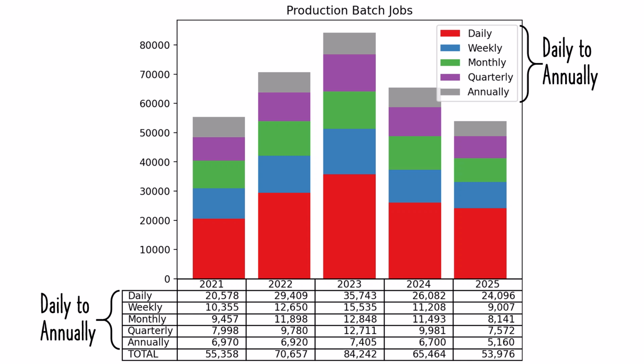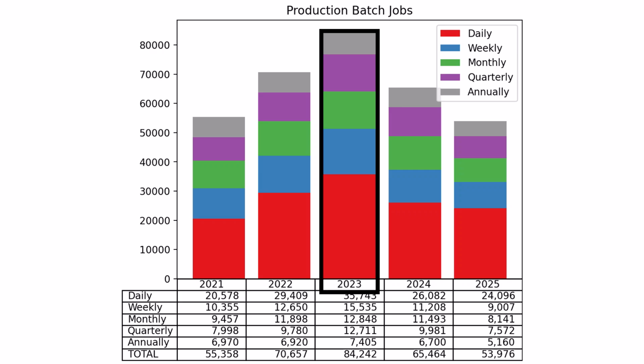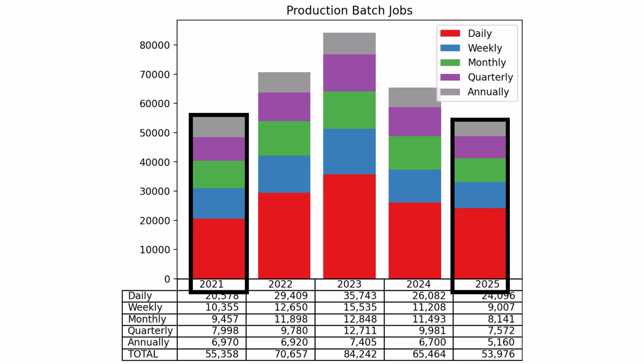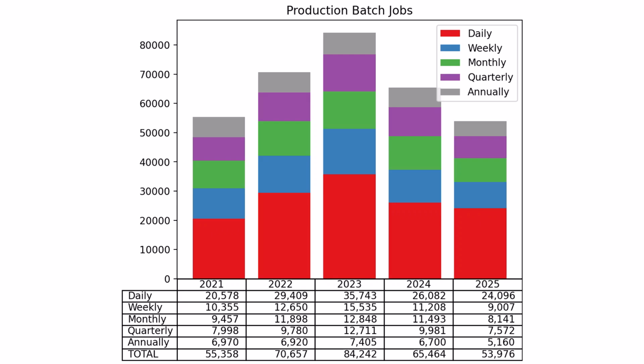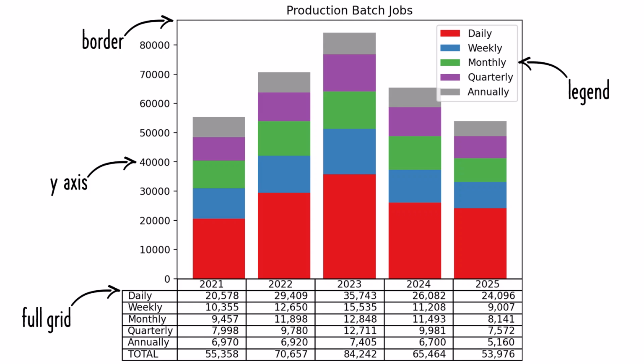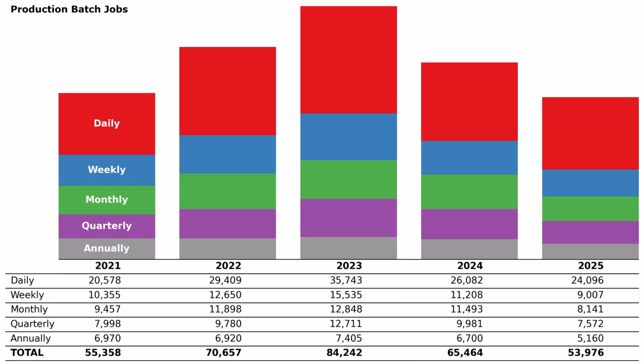The first thing I don't like is that the legend and table category order doesn't match the stack order. The middle column header is centered under its bar, but the other headers are not. As someone who dislikes chart junk, I see unnecessary elements, like this border, the chart's y-axis, the table's full grid, and the chart legend. If I made this visual myself, it would look like this.